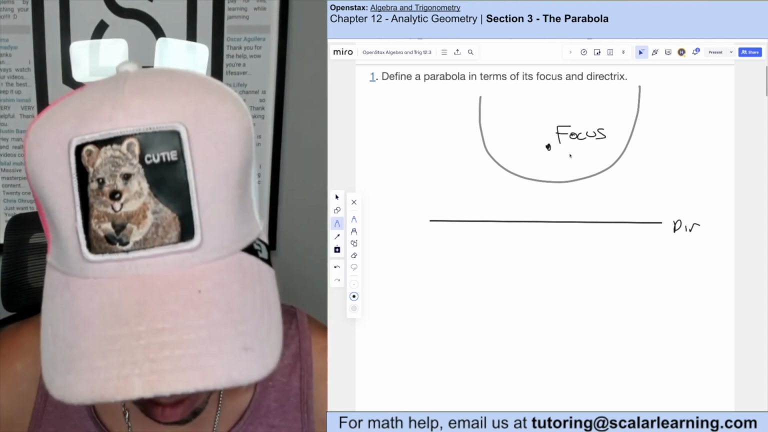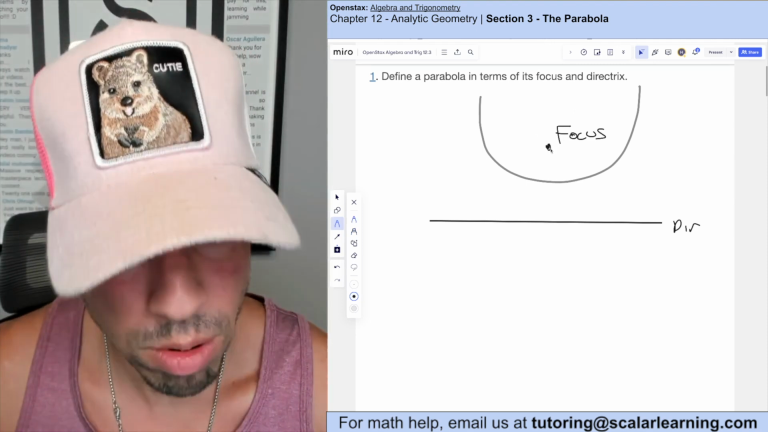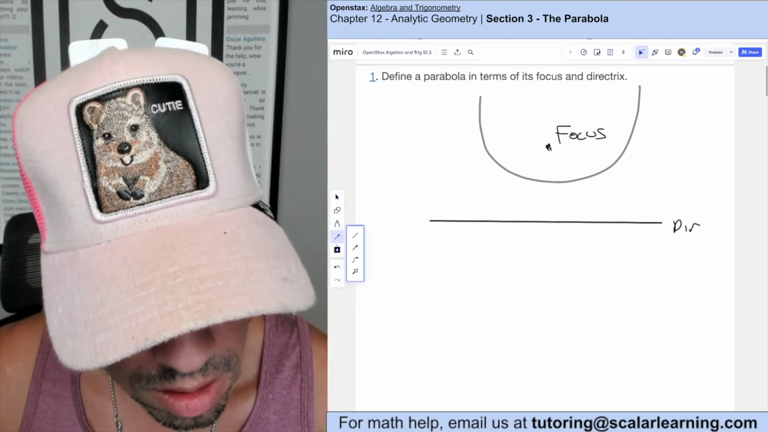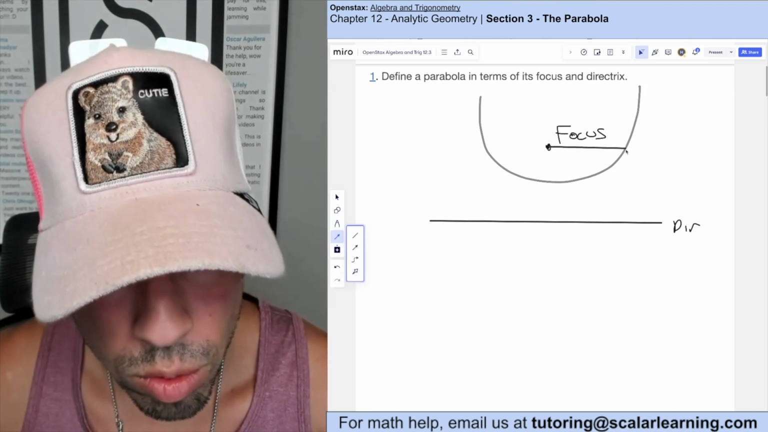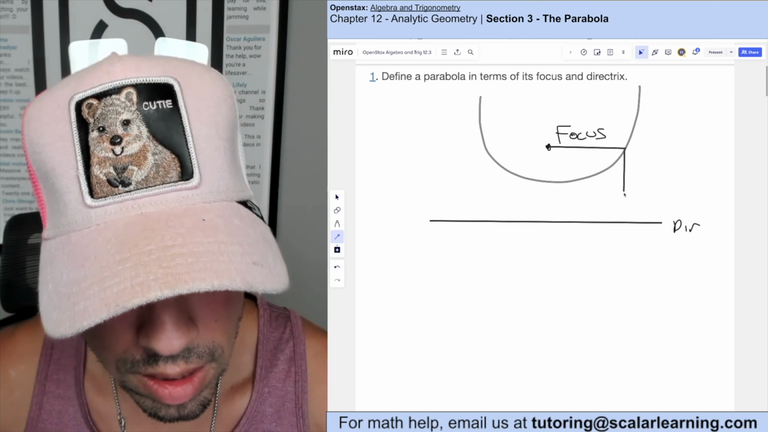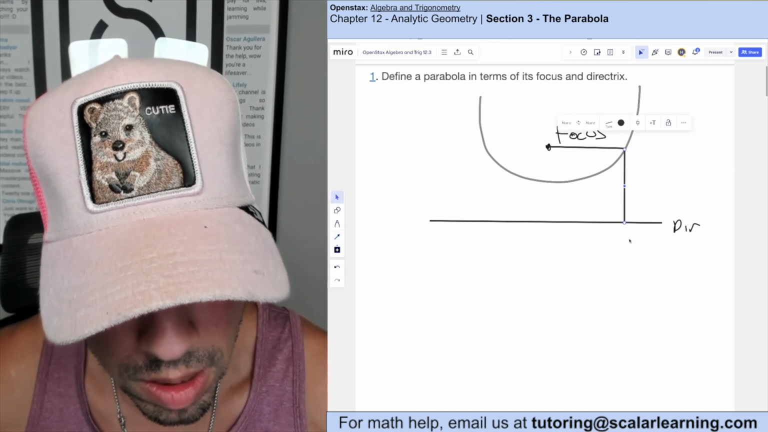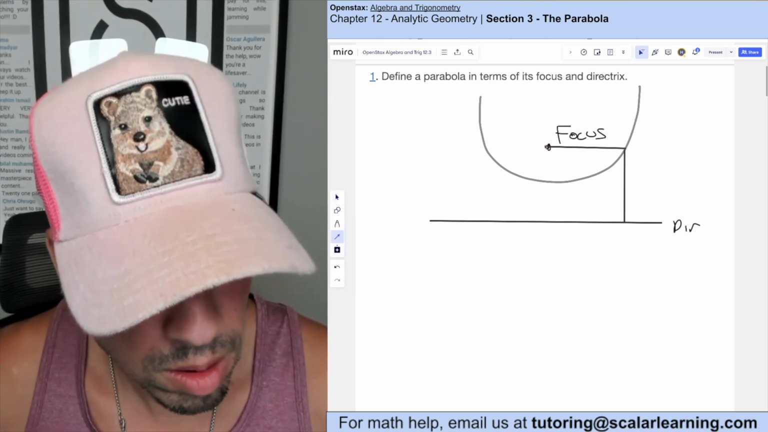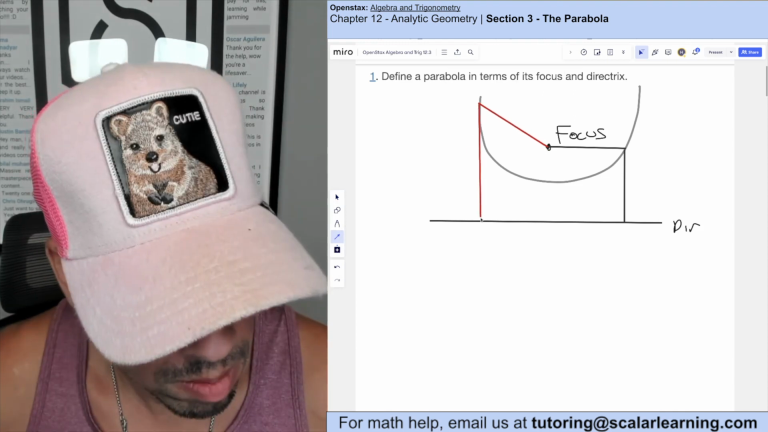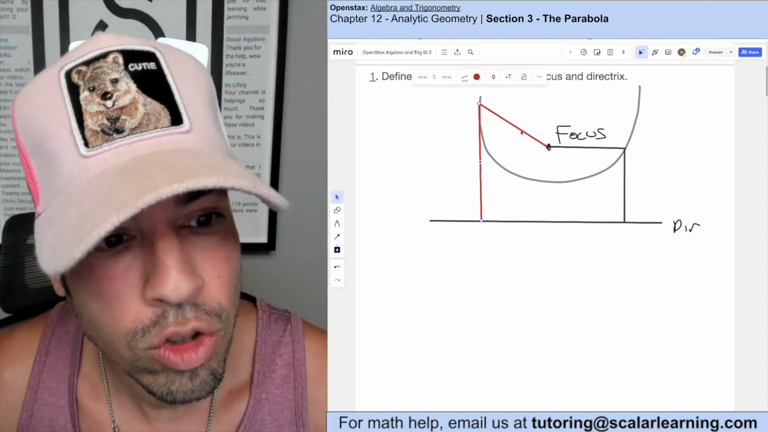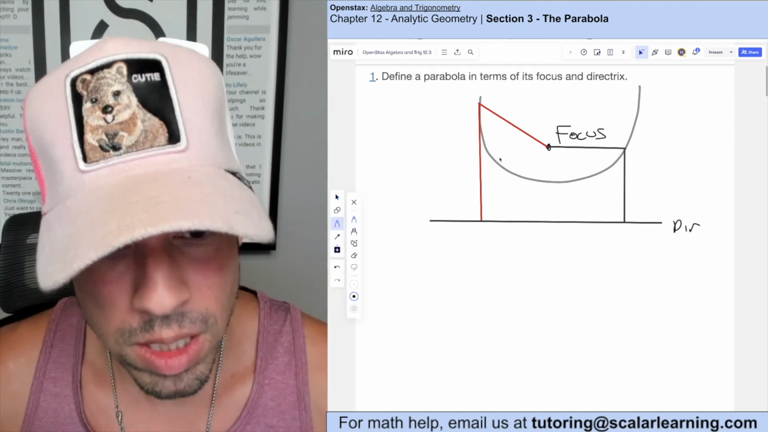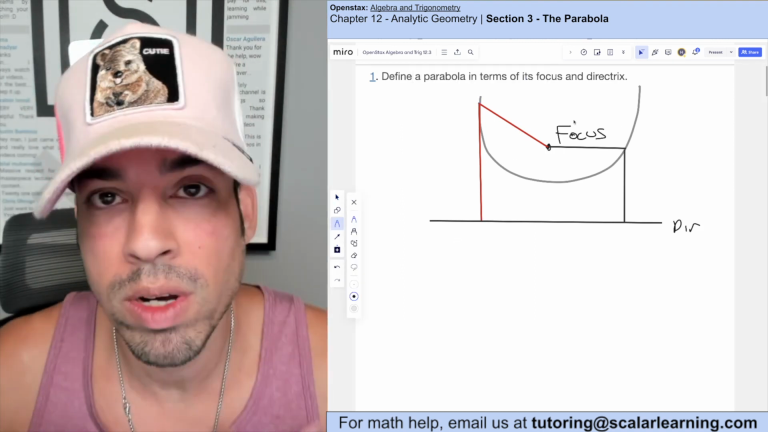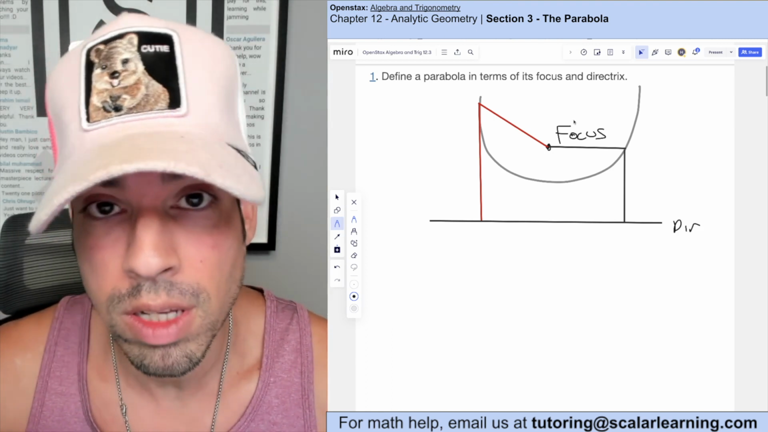And the way we define the parabola is as follows. Obviously this isn't perfectly drawn, but the distance from the focus to any point on the parabola is equal to the distance from that point on the parabola coming straight down, perpendicular to the directrix. Another example would be up here and then coming straight down here. Again, I didn't draw it perfectly, but those distances should all be the same. So the parabola is therefore the set of all points that have that relationship between the focus and the directrix.